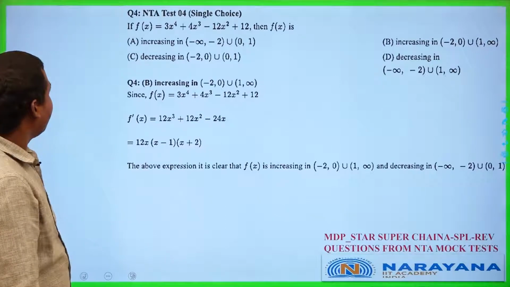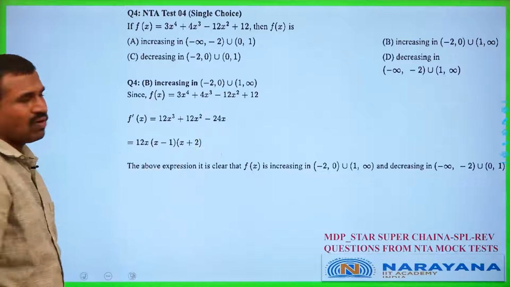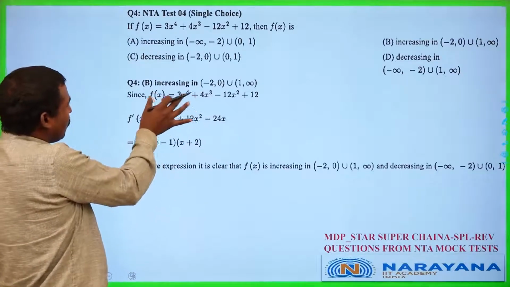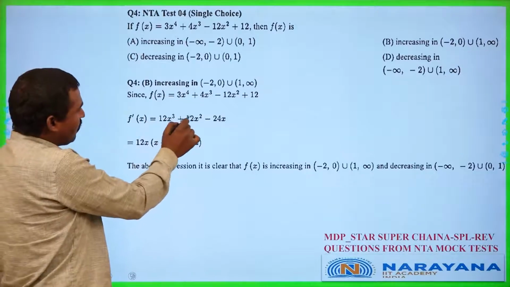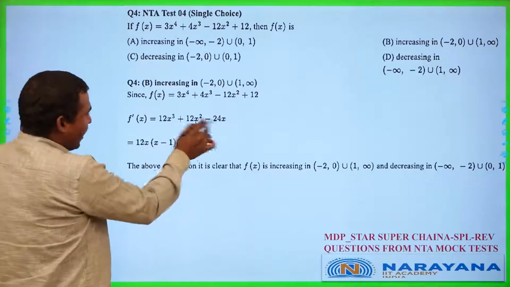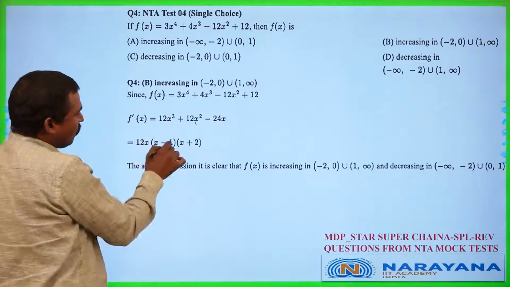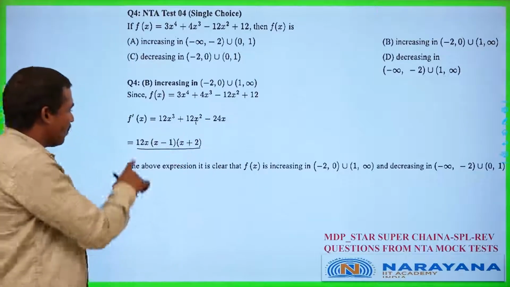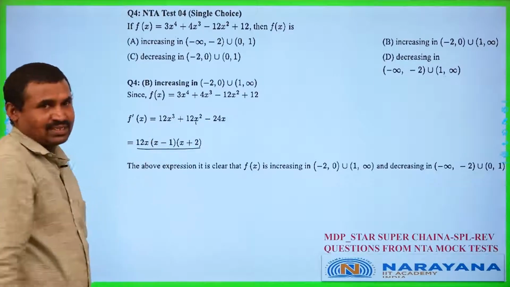So, here the given equation is 3 x power 4 plus 4 x cube minus 12 x square plus 12. Now, to discuss the monotonicity, we have to find f dash x. Here f dash x is equal to 12 x cube plus 12 x square minus 24 x. If you find the factors of f dash x, the roots are 0, 1, minus 2. So, f dash x is 12 x into x minus 1 into x plus 2.